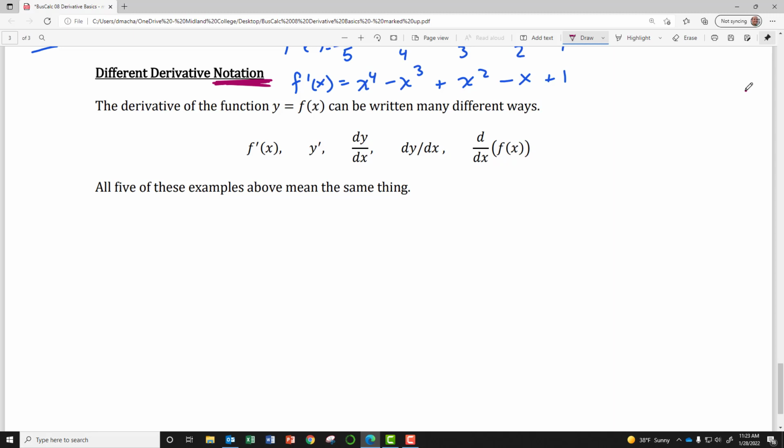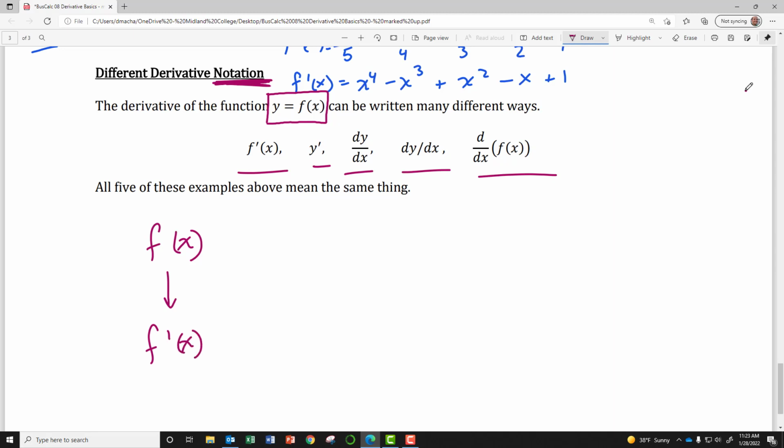And when I pose you a question on a quiz or an exam or something like this, I want you to be ready to answer even if you see it in any of these 5 different formats, right? So all of these mean exactly the same thing. So if we're talking about a function where y is my dependent variable and x is my independent variable, and I'm asking what is the derivative of f of x, well, that would be f prime of x, which is what we've been using all lesson.